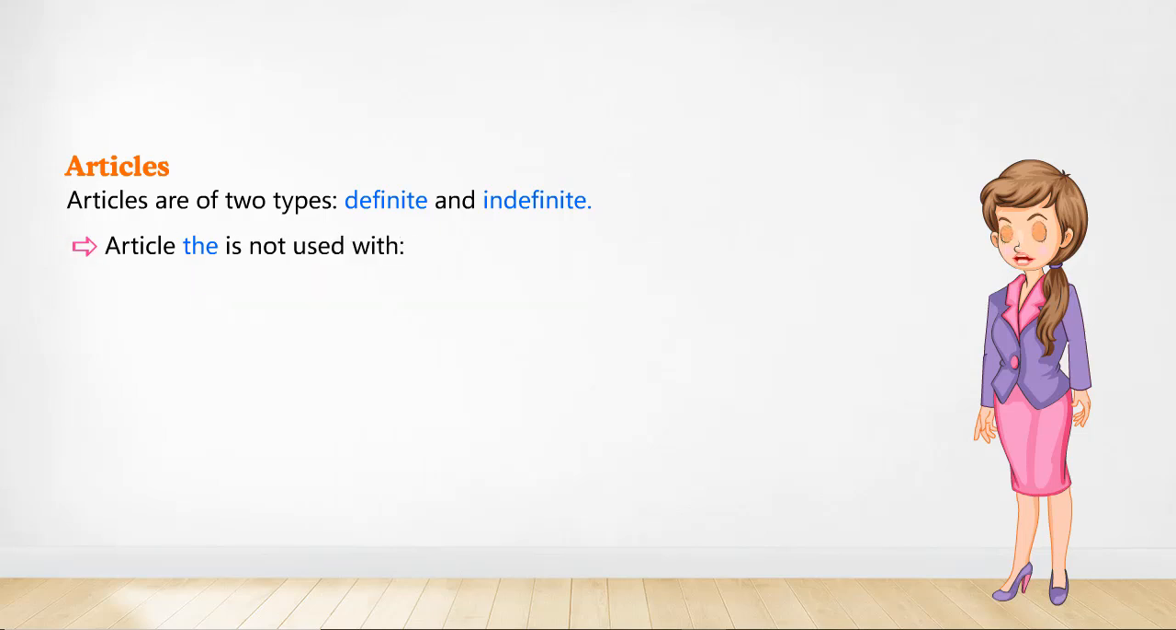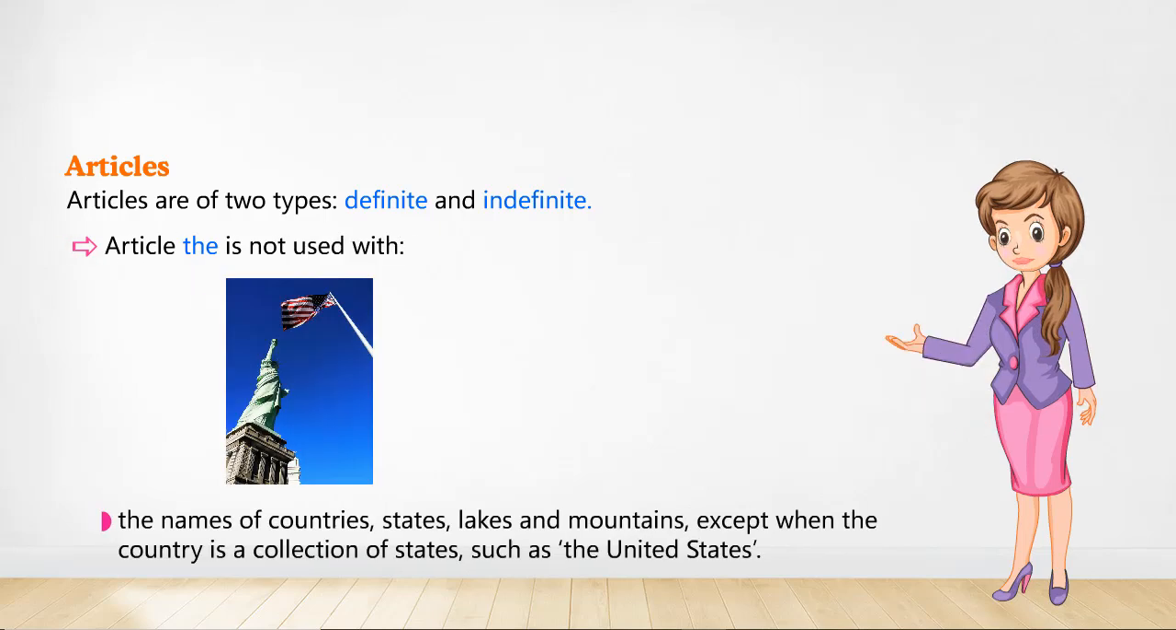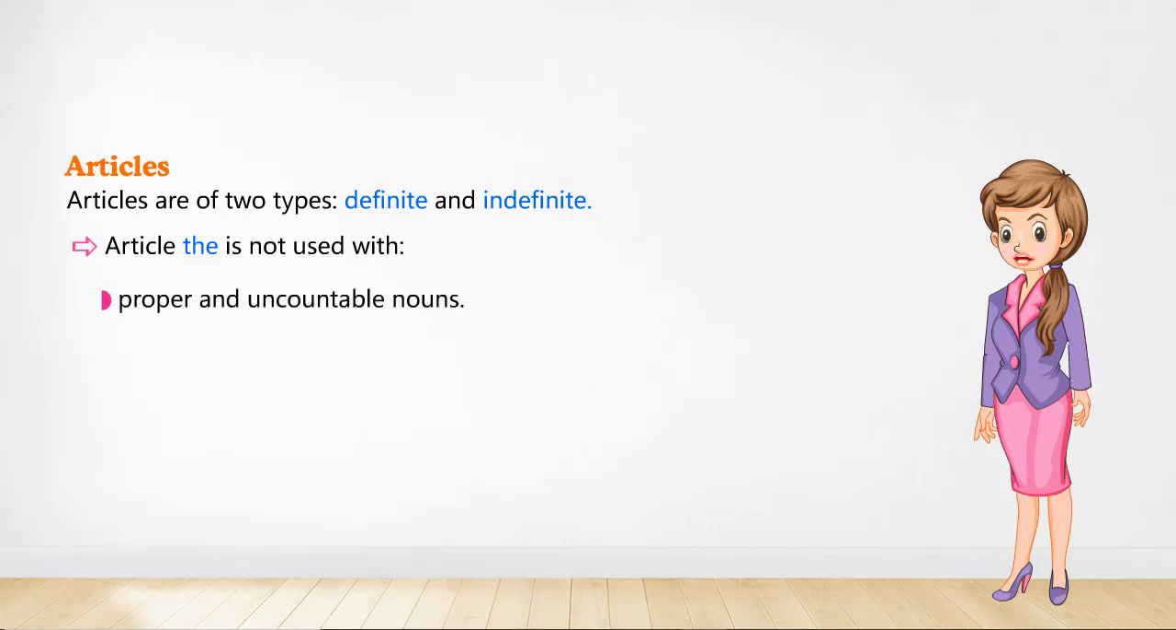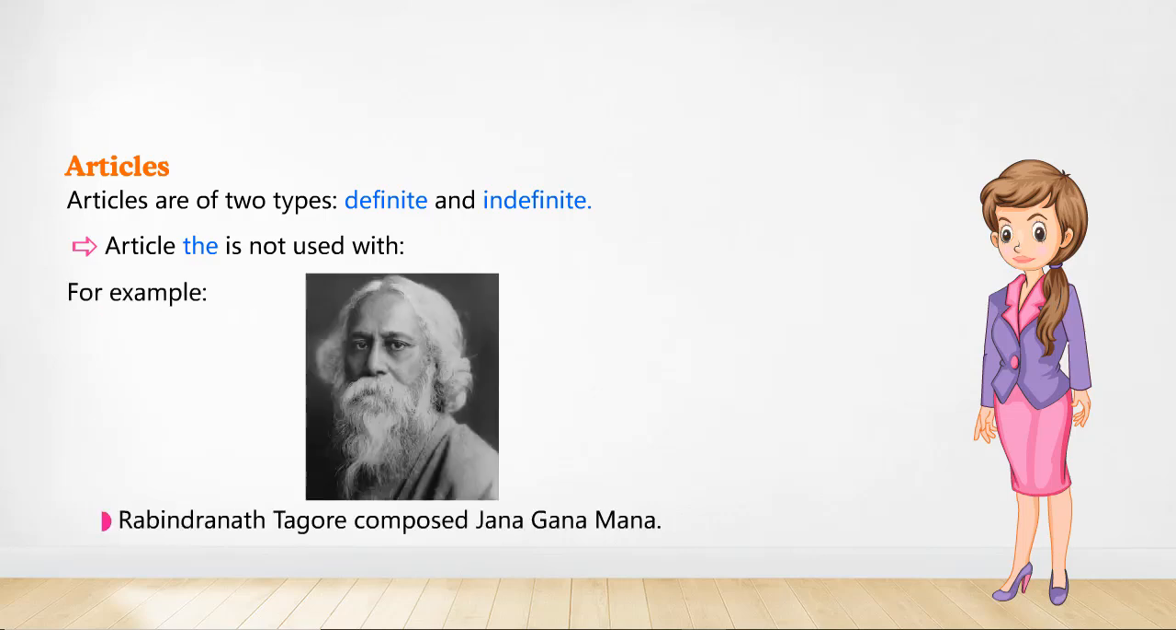Article the is not used with the names of countries, states, lakes, and mountains, except when the country is a collection of states, such as the United States. Proper and uncountable nouns. For example, Rabindranath Tagore composed Jana Gana Mana.